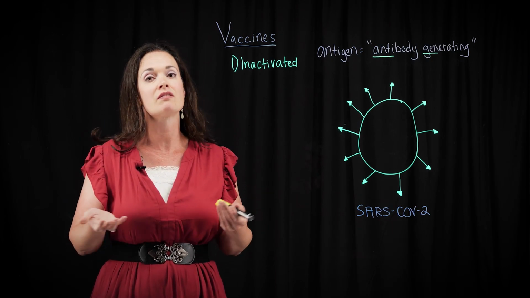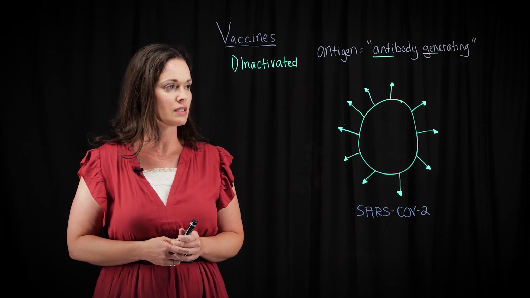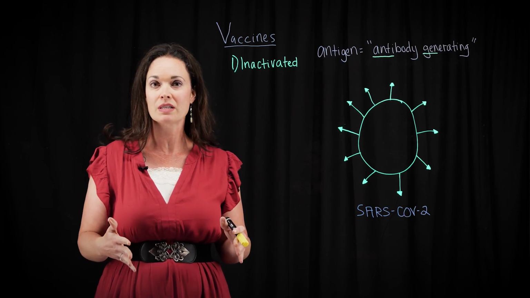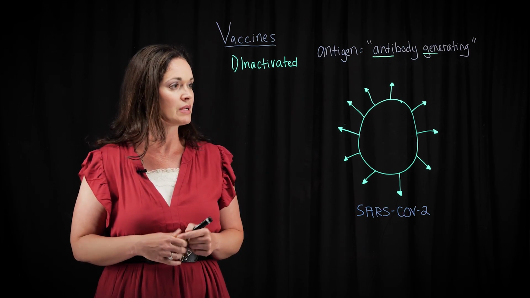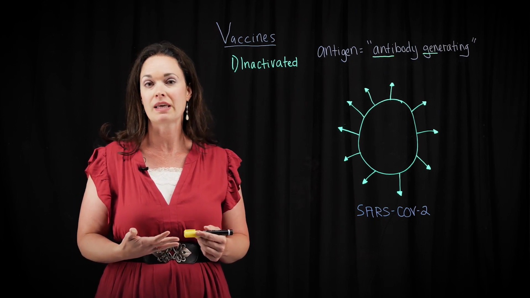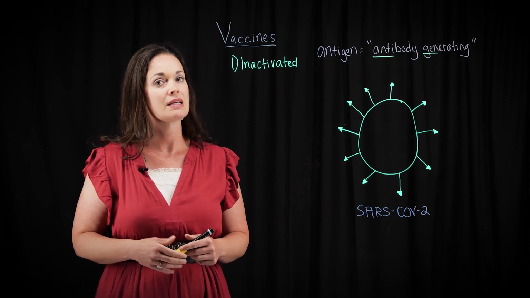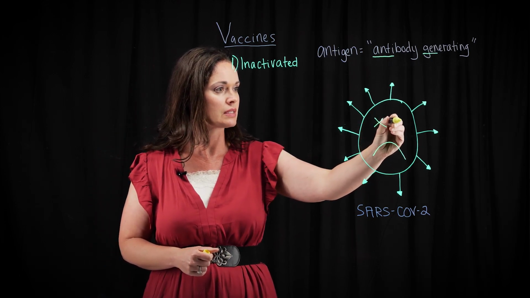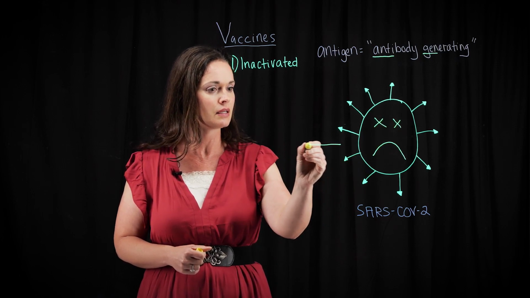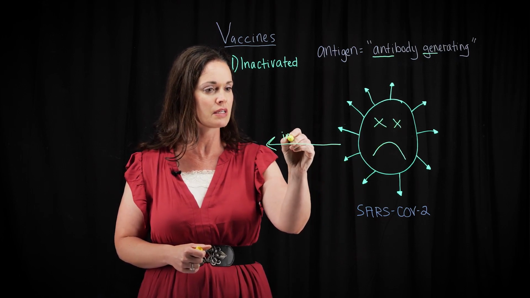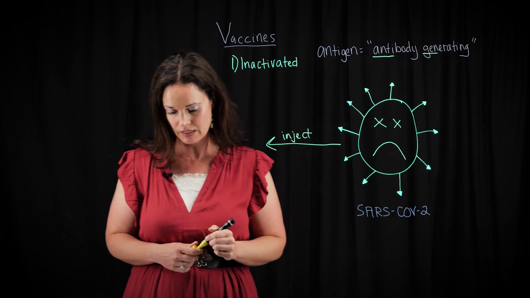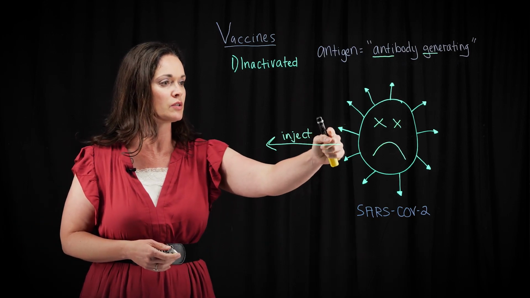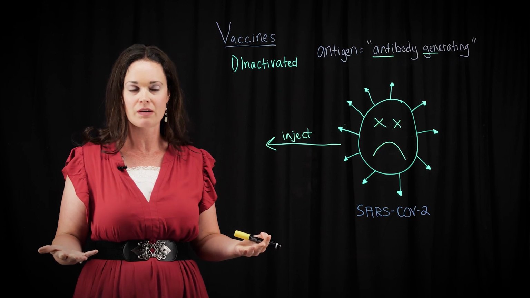But what we would do if we were developing an inactivated vaccine for COVID virus is we would kill the virus, okay? Because if we kill the virus, it's not capable of replication, it's not capable of reproducing, and remember, if it can't reproduce in your body, it's not going to make you sick. So we kill the virus. I'm going to give you this little picture, because this guy is dead. And then we take that killed virus and we inject it into your body. And your immune system doesn't know, right? It's going to respond to the little spike protein just as if the virus was alive.